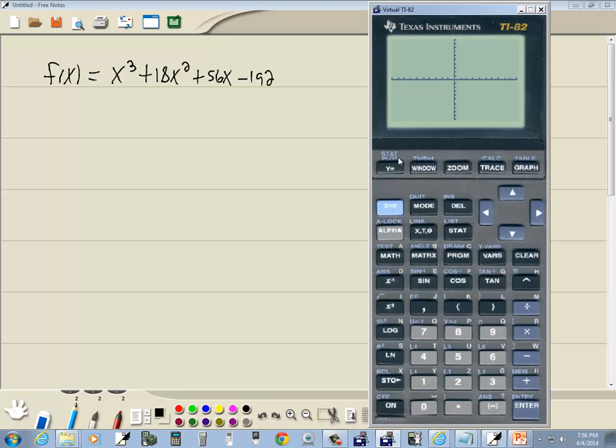Okay, so I'll press my Y equals. If you have anything in Y1, press clear. We've got x to the third, so we'll do x caret 3 plus 18x squared plus 56x minus 192. And then we'll press graph.